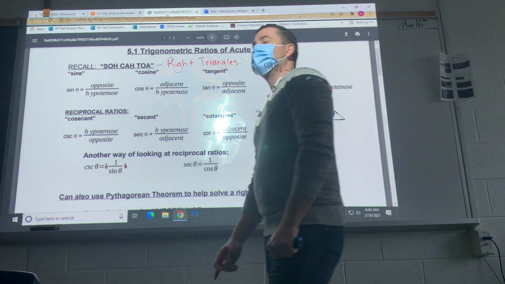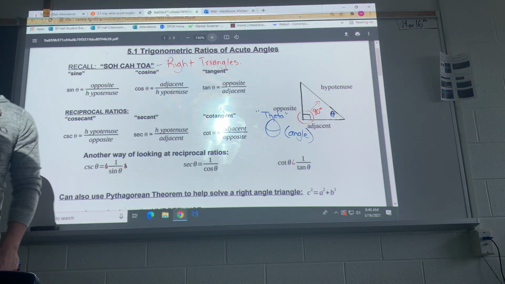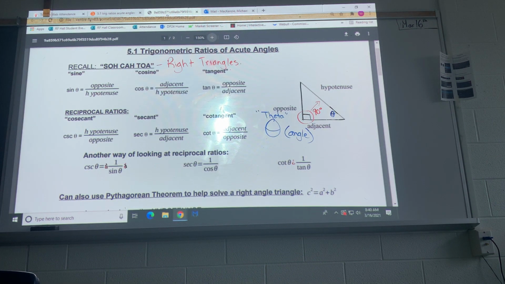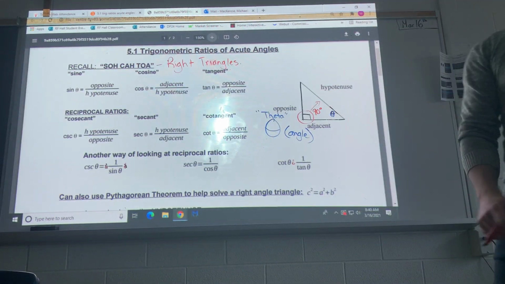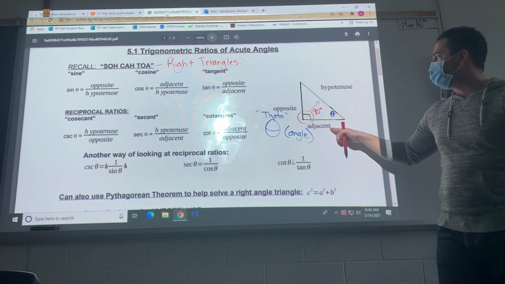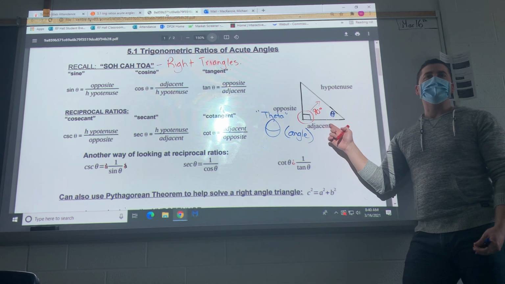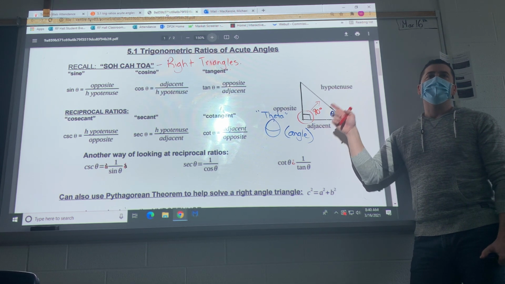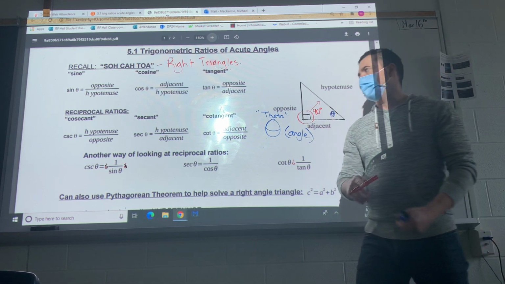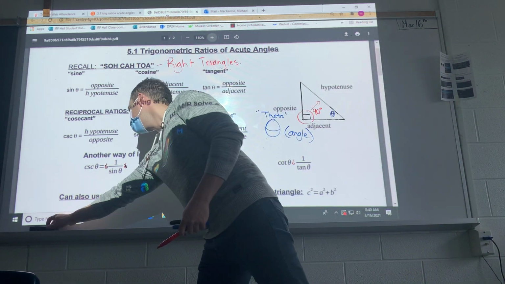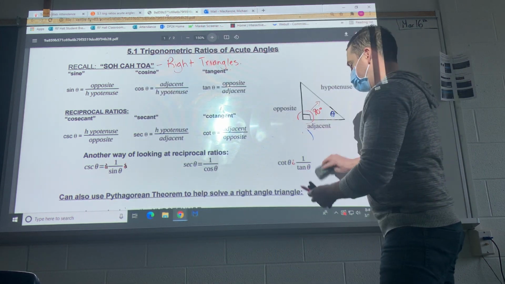What does adjacent mean? Beside, or next to. Good. So the adjacent side is the side that is next to the angle that is not the hypotenuse. Those two sides can change.